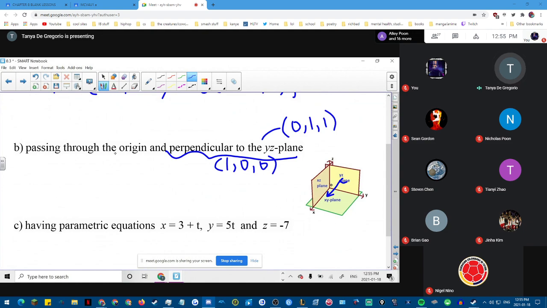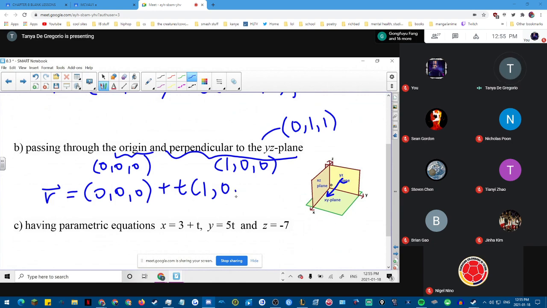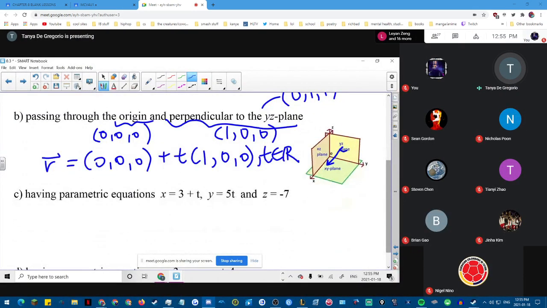Okay, passing through the origin. If it's passing through the origin, what's the point that I need to use? 0, 0, 0. Yes. And so this is my equation. Okay, I'll say it again. If you're lying on the YZ plane, that means that your X coordinate is 0. If you want to be perpendicular to the YZ plane, then that means you're on the X axis. Any point or any vector that is on the X axis would be a perpendicular direction vector.